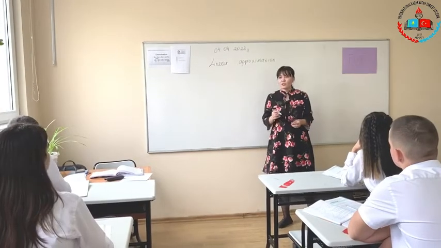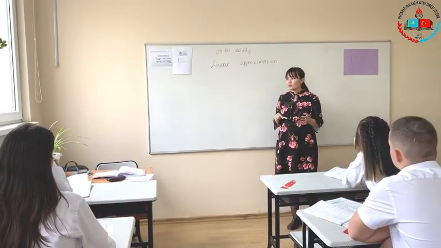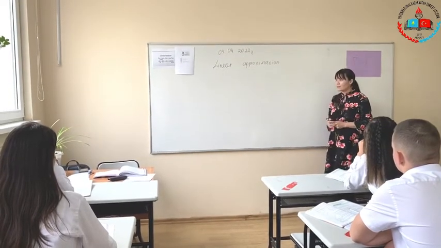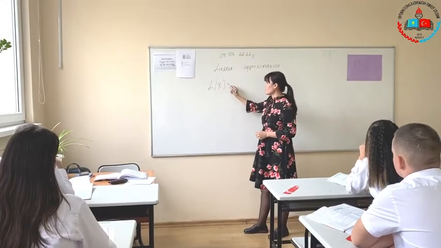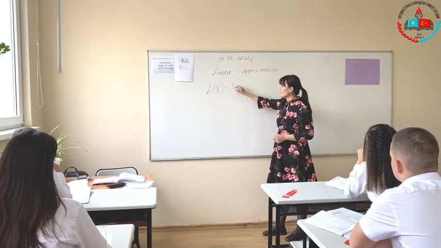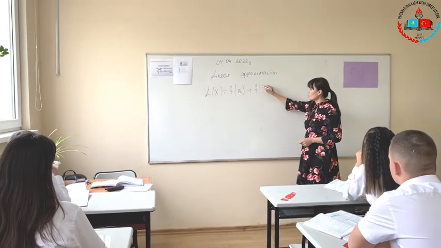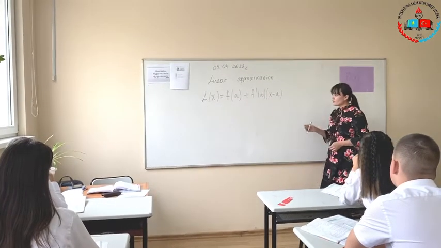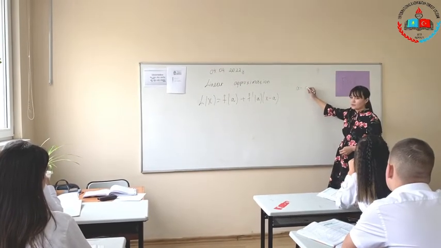So our today's new topic is linear approximation. In some books, you can meet it as linearization. It's the same. So linear approximation, we will define by this formula: L of x is equal to f of a plus f prime of a times x minus a. You can ask what is a, yes? A is the given point.